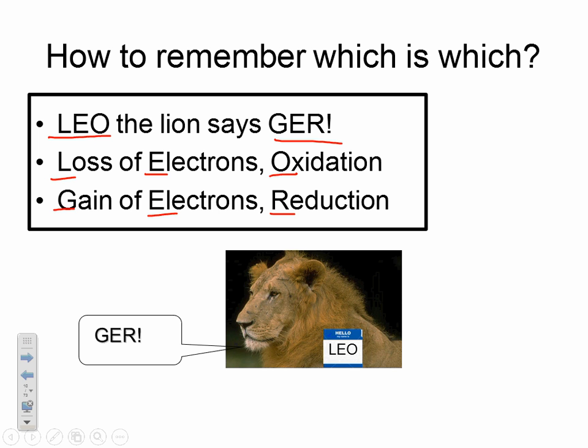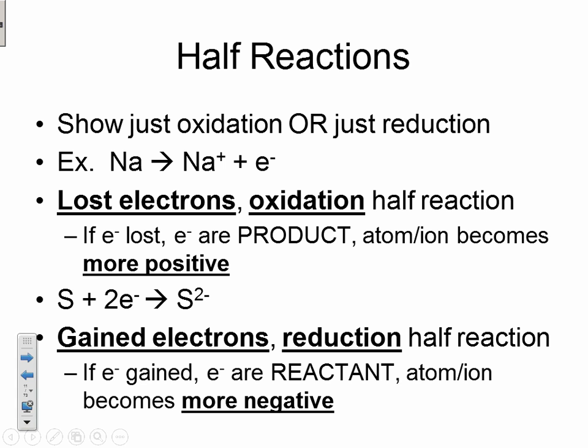Now, to be very, very clear, half reactions. Half reactions are not overall balanced equations. They are processes that show just oxidation or just reduction, so they don't show both of them together. So they're not a full equation. They are literally half of a redox reaction. So this right here is an example of a half reaction because it's only showing a single process.